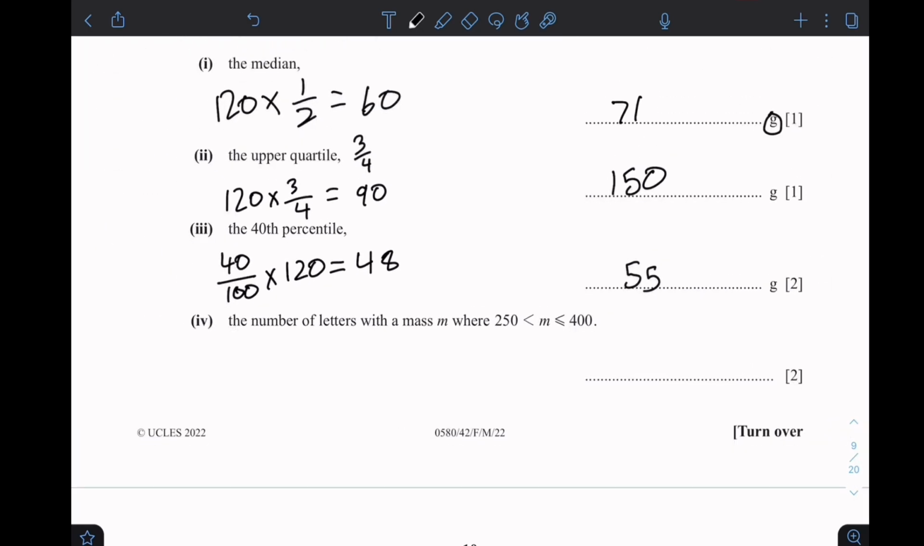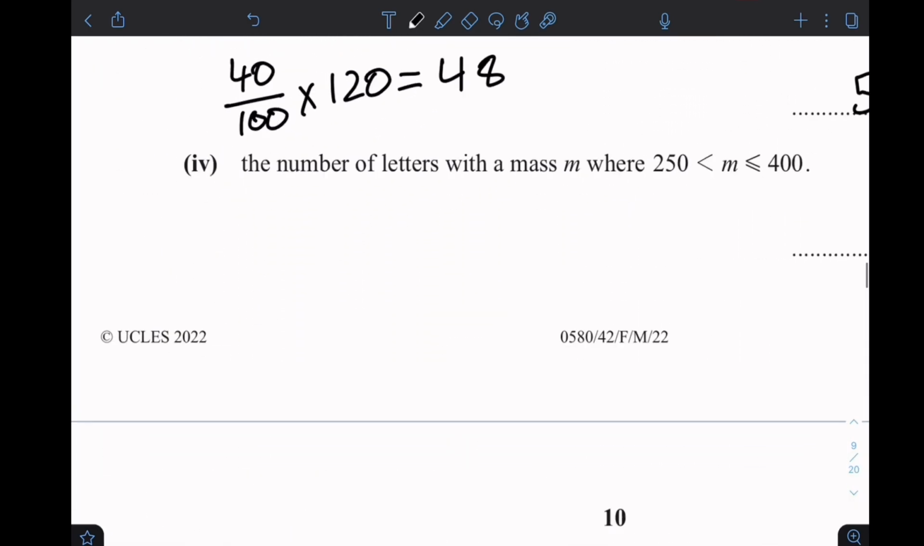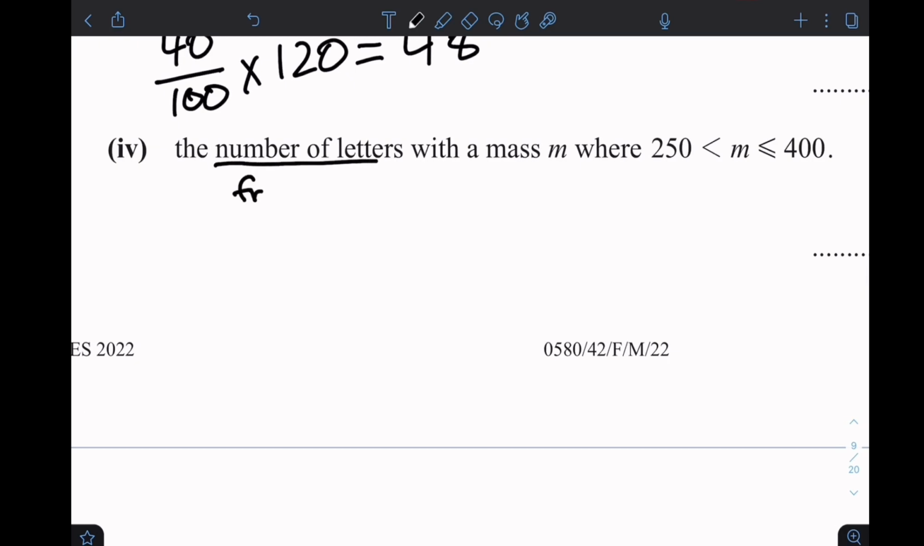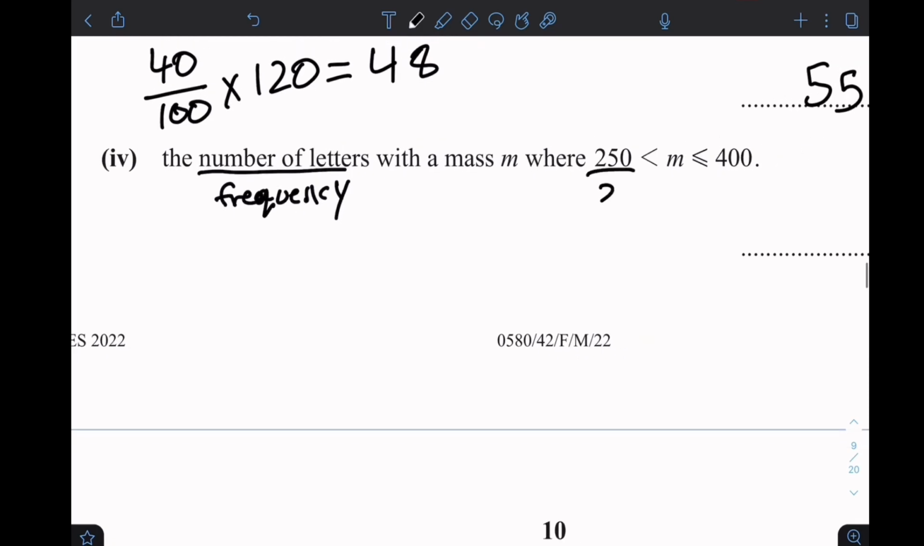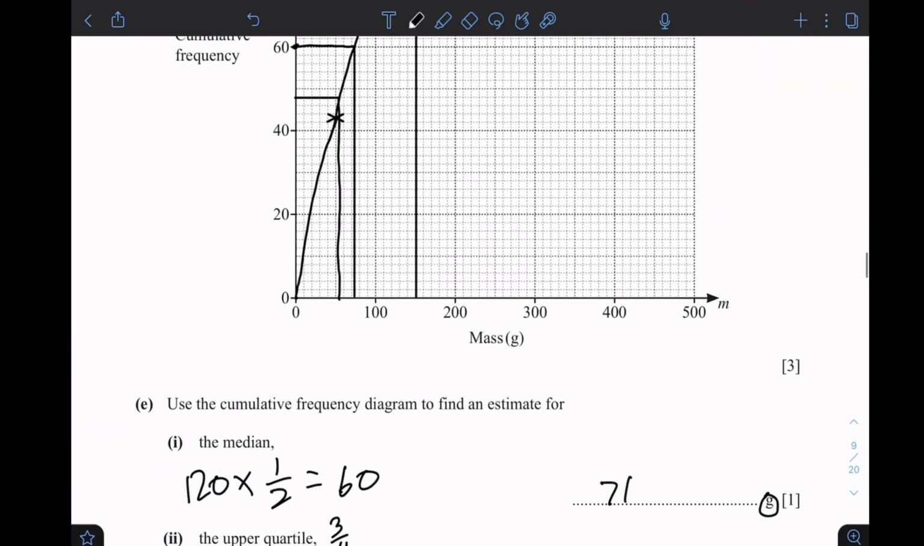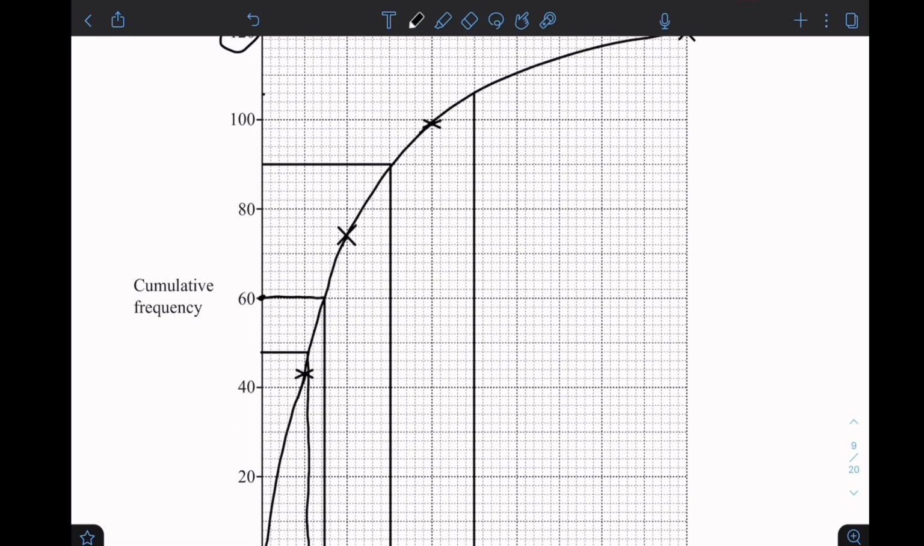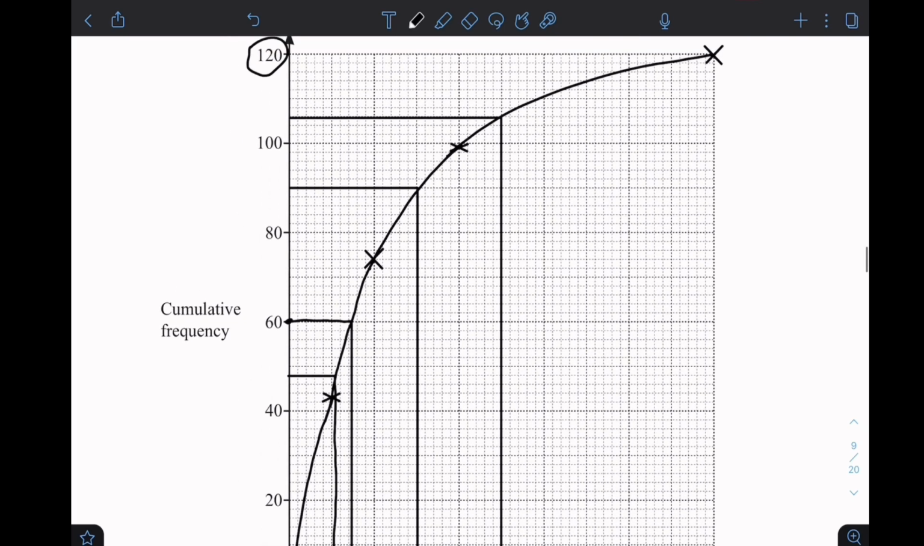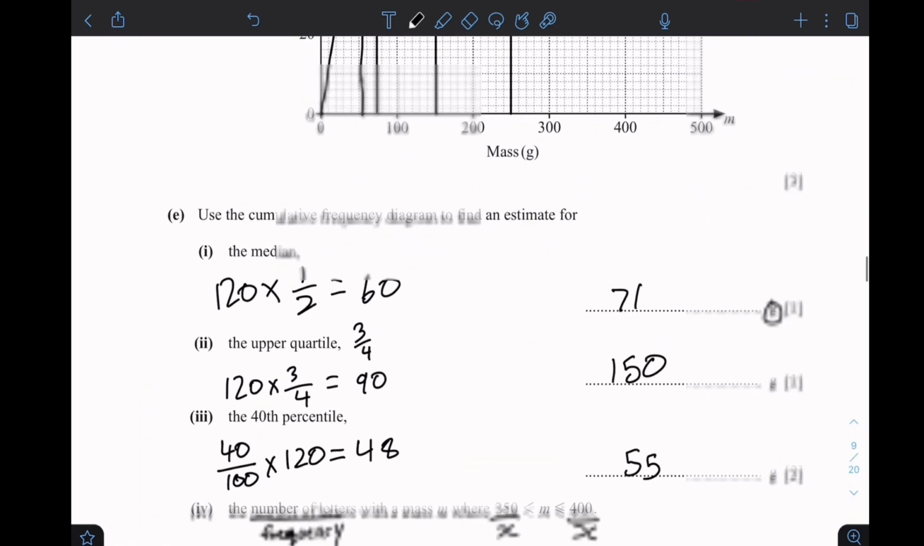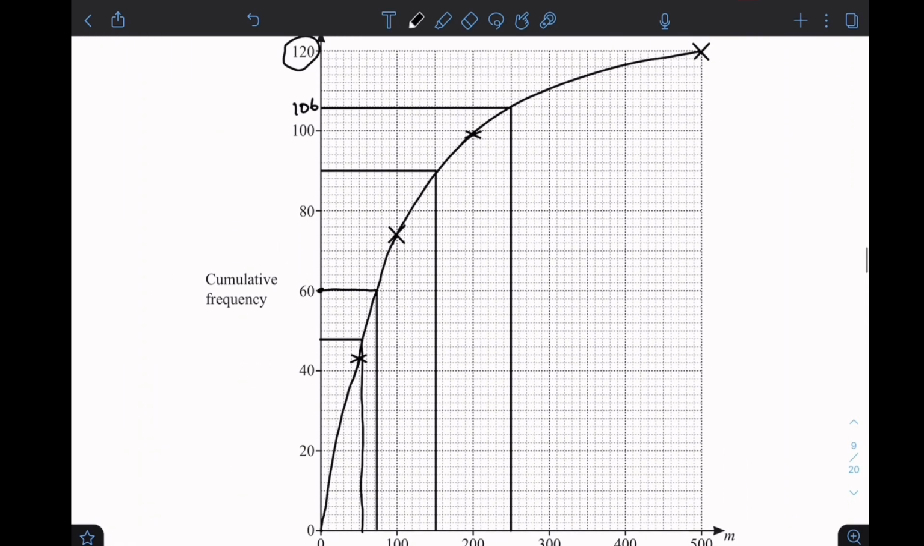So now it says the number of letters with a mass where 250 is less than m is less than or equal to 400. So number of letters is basically the frequency, right? So what we can do, these are the two values of x, okay? So 250 is over here. So we take this line, and the value of y over here is 106, and for 400, it's approximately here.